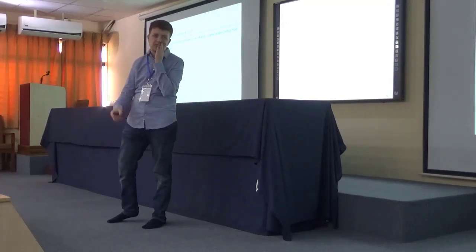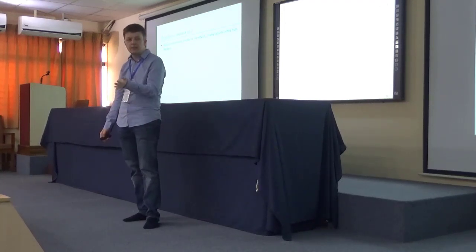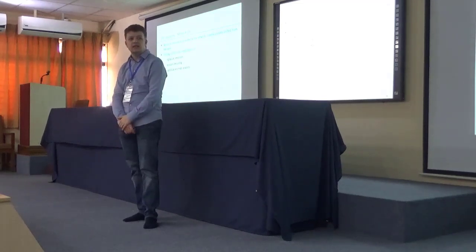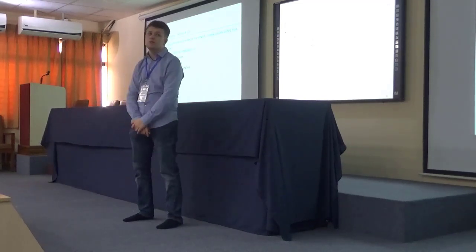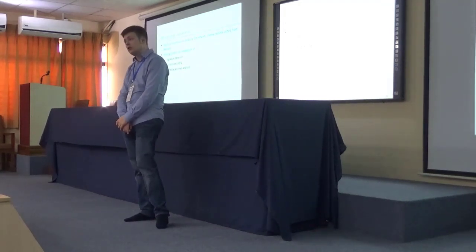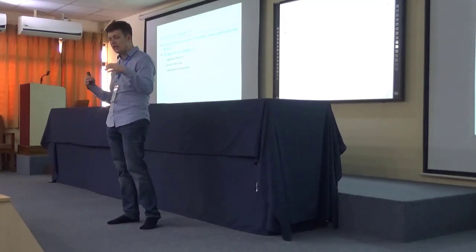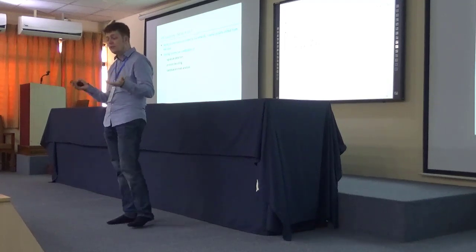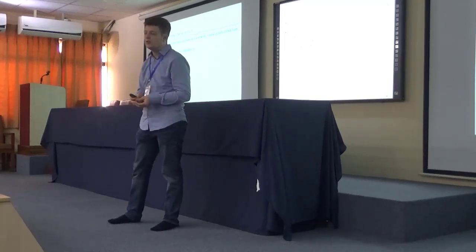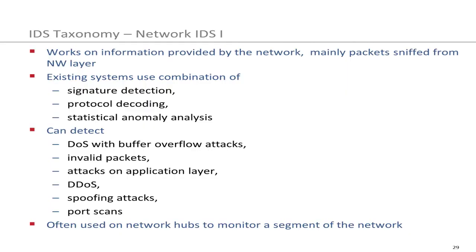Now we come to the network part. Here you mainly work on packets sniffed from your network layer, so maybe just duplicating them. And usually the systems in place use a combination of something like signature-based detection. They use protocol decoding, so they know what a TLS header looks like, what a DNS packet is, and how we can extract the relevant information. And sometimes they also have statistical anomaly analysis: we have not seen this kind of packet for the last weeks, so maybe it's anomalous. So that's usually a combination of those three.